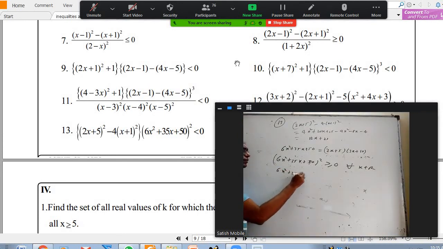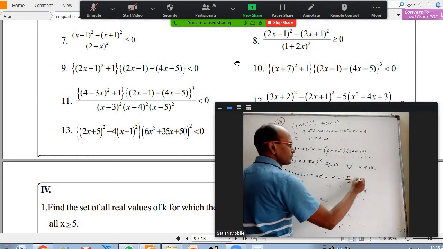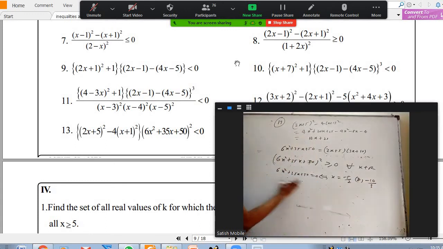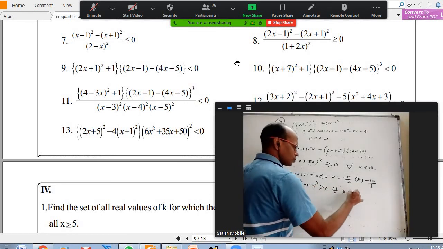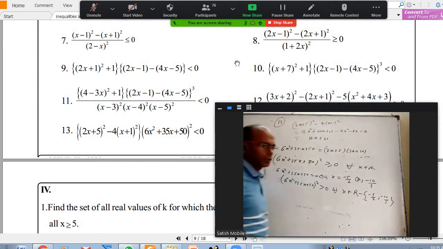But you have to know when it is positive and when it is negative. 6x square plus 35x plus 50 equal to 0 implies x is equal to minus 5 by 2 or minus 10 by 3. Or we can write 6x square plus 35x plus 50 whole square is greater than 0 for all x belongs to all real numbers except minus 5 by 2 and minus 10 by 3. So this is always positive or 0, it cannot be negative.